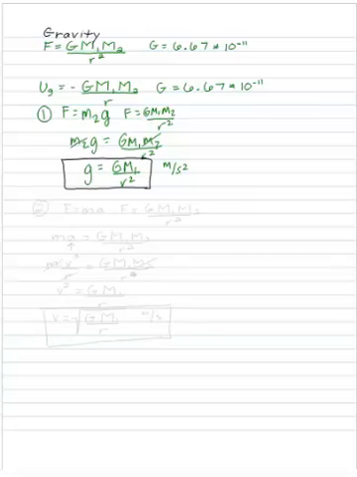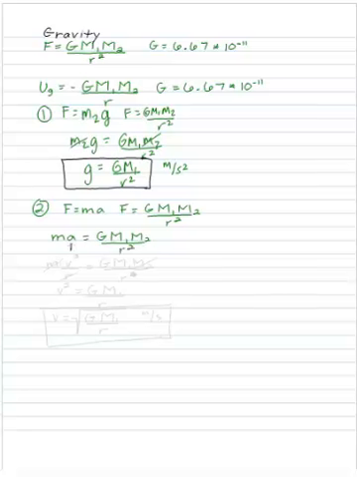The second equation is derived from the equation F equals G times M1 times M2 over R squared. Since we know that F equals MA and that F equals G times M1 times M2 divided by R squared, we can set these two equal to each other. So we get MA equals G times M1 times M2 divided by R squared.